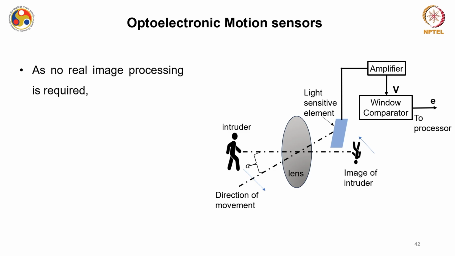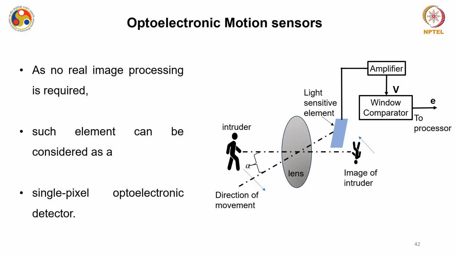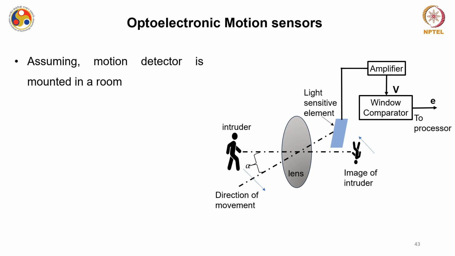As no real image processing is required in this kind of device, such an element can be considered a single pixel optoelectronic detector. You do not have to process the complete image, as when you deal with multi-element or multi-pixel kinds of images. We know that images are made up of multiple pixels, but here you do not need that. A simple electrical pulse is more than enough to suggest whether there is some change in the movement of the person or no change.